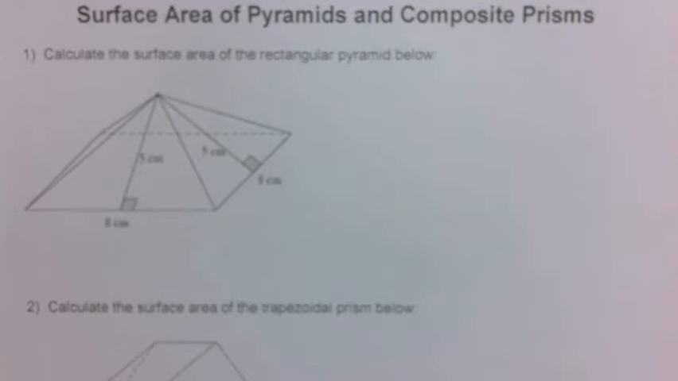In today's lesson, we're going to work with pyramids and composite prisms, and we're going to start off by looking at the surface area of pyramids and composite prisms. In our first example, they ask us to calculate the surface area of the rectangular pyramid below.